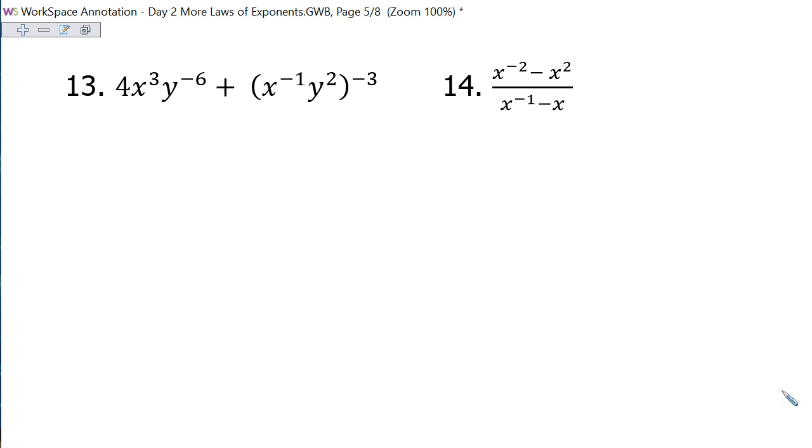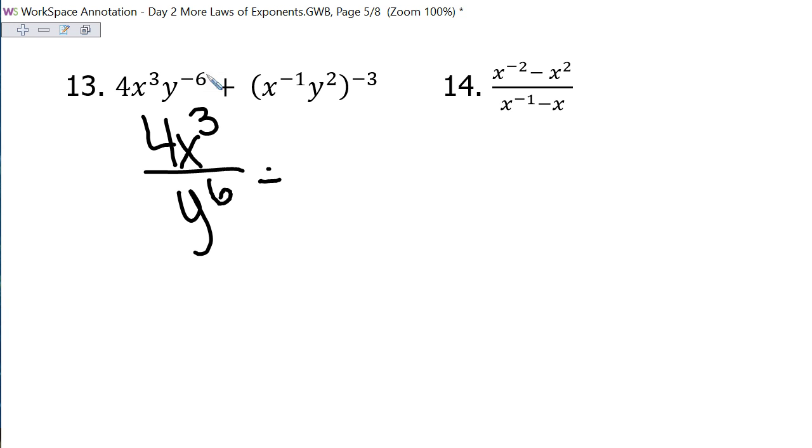Okay, number 13, we have several things going on here. The first thing I would probably do is take care of my negative exponent. So for this first term, what stays at the top? 4x cubed. What goes to the bottom? Y to the 6.